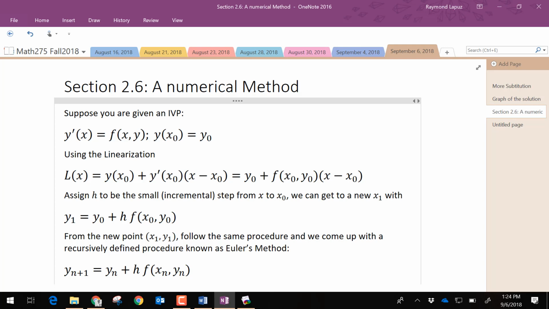Take a guess by using the slope, and then the bigger steps you take, the more error you're going to come up with. So the smaller steps you take, the less error you're going to deal with.